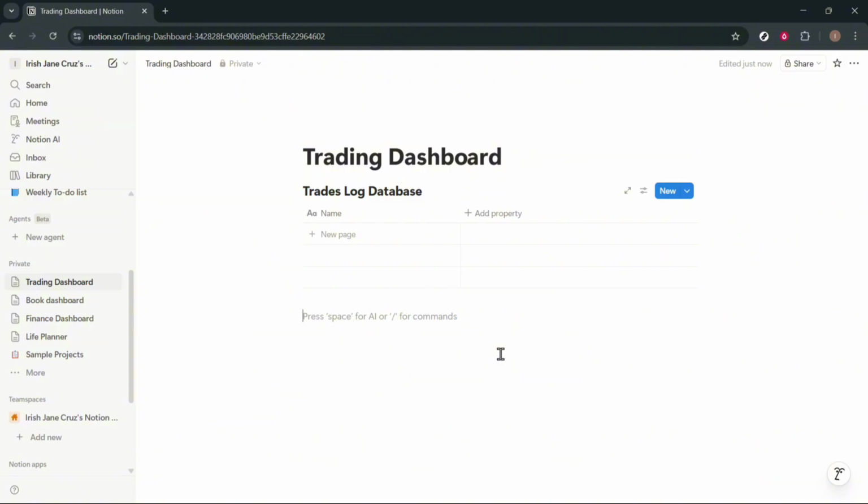Embed screenshots or charts to visualize what happened. This helps you learn from each trade. You can also link your trades log to your performance tracker. Rollups can show average profit per strategy or per ticker, giving you deeper insights into what works best.